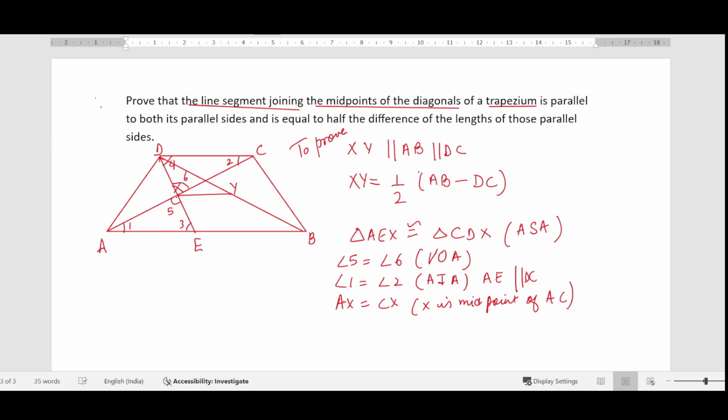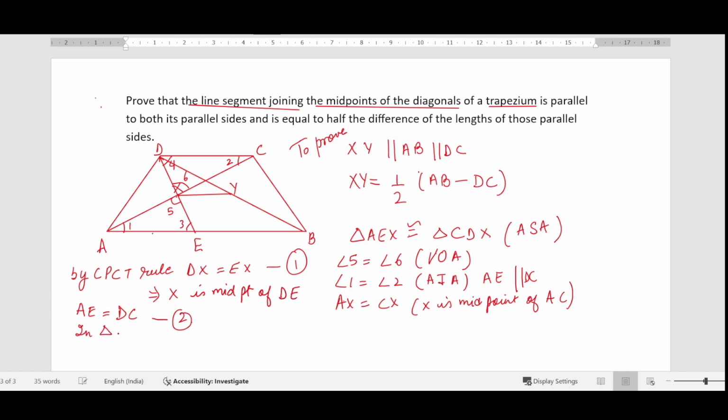The two triangles are congruent, which means that by CPCT rule, DX is equal to EX. This implies that X is midpoint of DE. Also, AE is equal to DC. So let this be equation 1, equation 2, in triangle DEB.